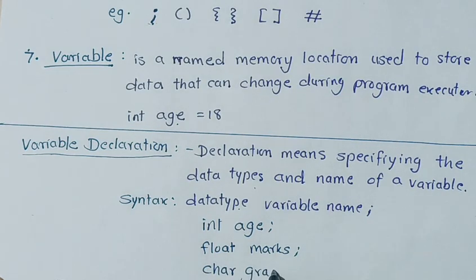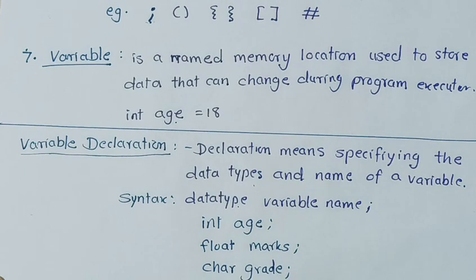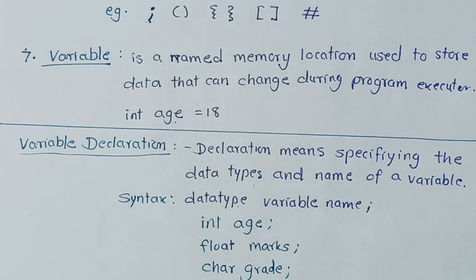char grade. Okay, see here, age you have to enter as integer type, that is numerical. Float means marks should be in decimal point, so you have to write down float. Character grade is what? A grade, B grade, so that one should be character. So you have to take grade as a character. So int, float and char are data types, and age, marks and grade are variable names here.